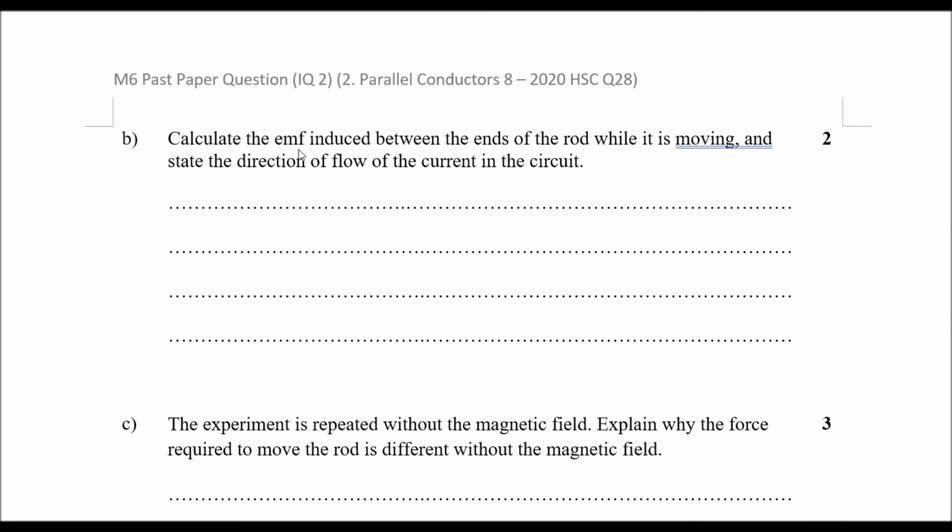It says, calculate the EMF induced between the ends of the rod while it is moving and state the direction of flow of the current in the circuit. Okay, so let's firstly work out the amount of EMF induced, and then we can look at the direction. So EMF is defined as the change in flux divided by the change of time. So how much flux has changed over a set period of time.